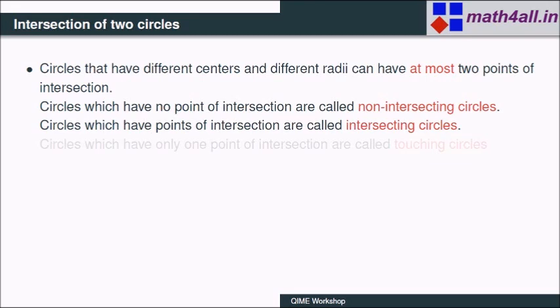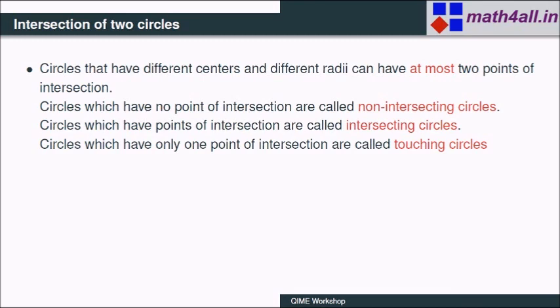So possibilities are no solution, so no intersection of circles, or 2 or only 1 point of intersection, then that gives you the touching circles. So again, proving these facts mathematically requires you to go back to coordinate geometry, equations of 2 circles, and try to find out a common value that satisfies both the equations. Right. So intersecting circles and touching circles.